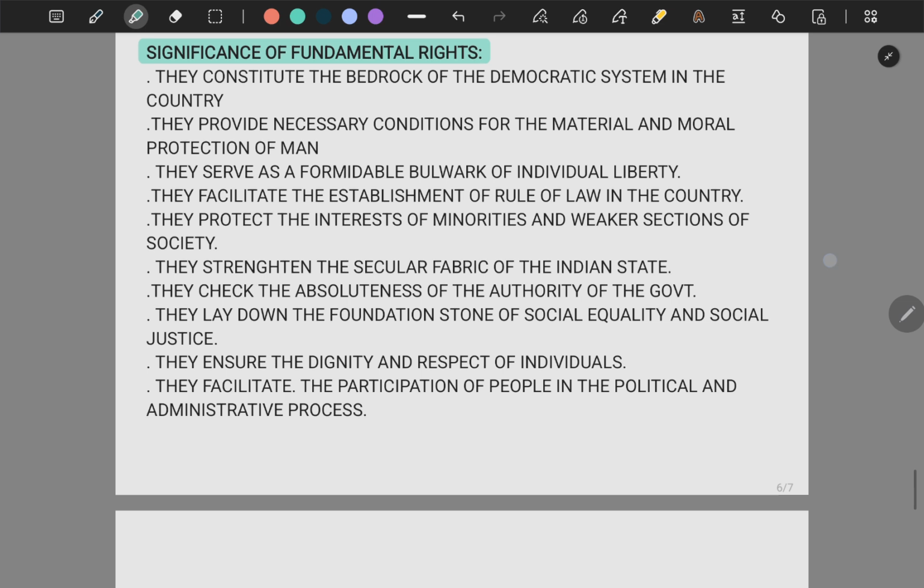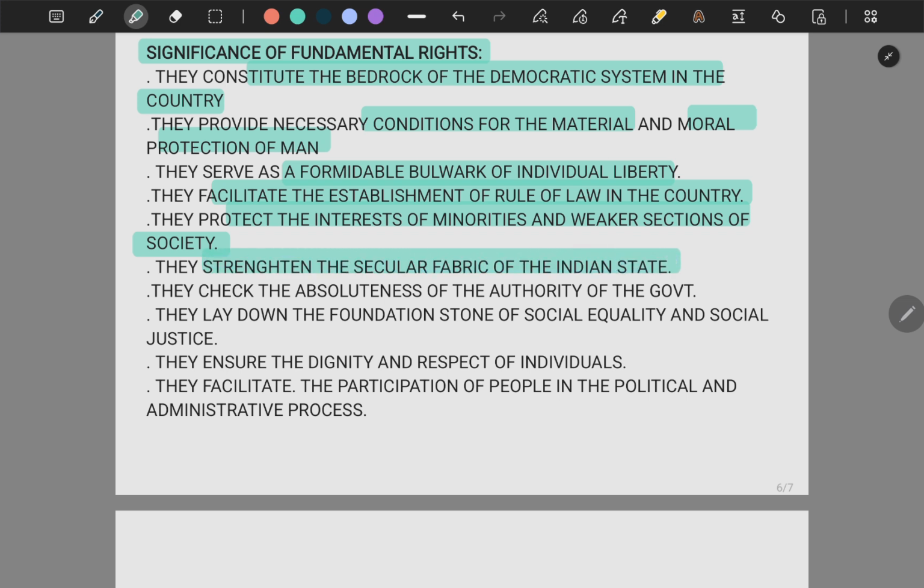Very important, they might ask you, what is the importance of fundamental rights? Fundamental rights constitute a bedrock of the democratic system of the country. They provide the necessary conditions for the material and moral protection of man. They serve as a formidable bulwark of individual liberty. They facilitate the establishment of the rule of law in the country. They protect the interests of minorities and weaker sections of society. And they strengthen the secular fabric of the Indian state.